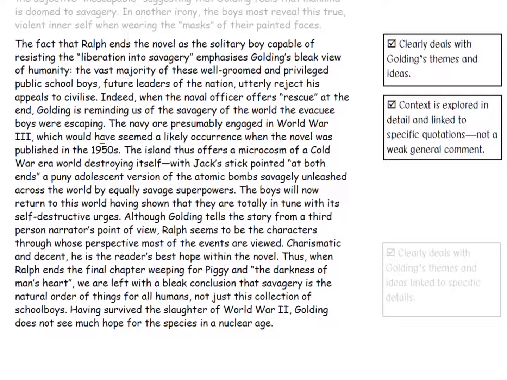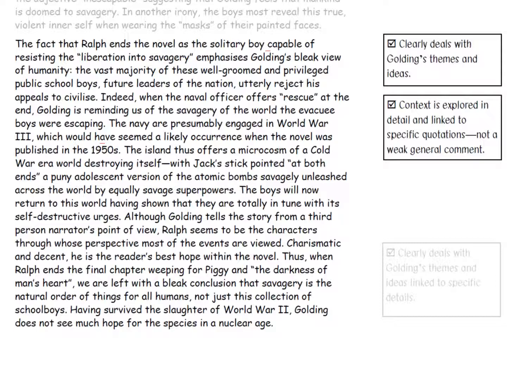Although Golding tells the story from a third-person narrator's point of view, Ralph seems to be the character through whose perspective most of the events are viewed. Charismatic and decent, he is the reader's best hope within the novel. Thus, when Ralph ends the final chapter weeping for Piggy in the darkness of man's heart, we are left with a bleak conclusion that savagery is the natural order of things for all humans, not just this collection of schoolboys.